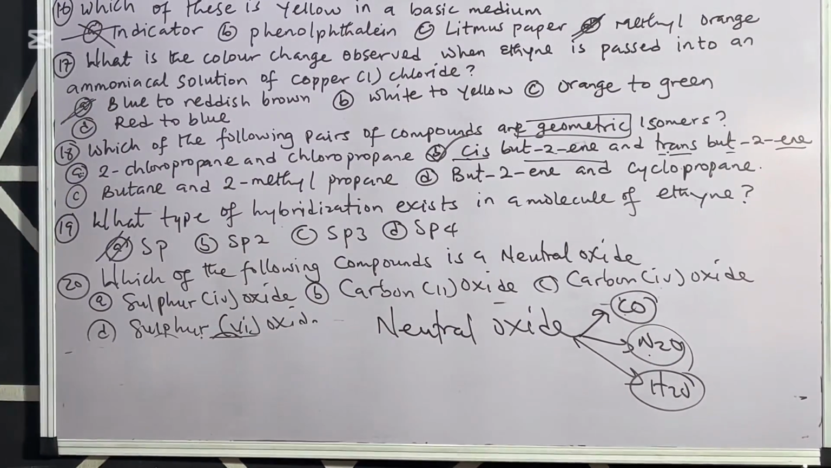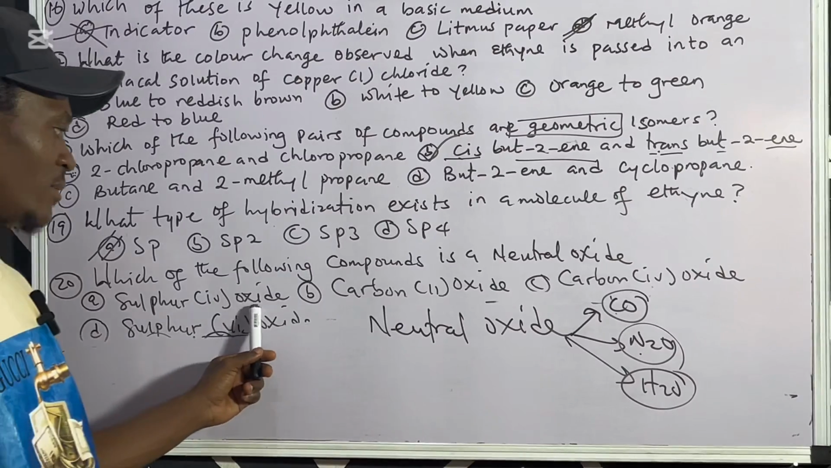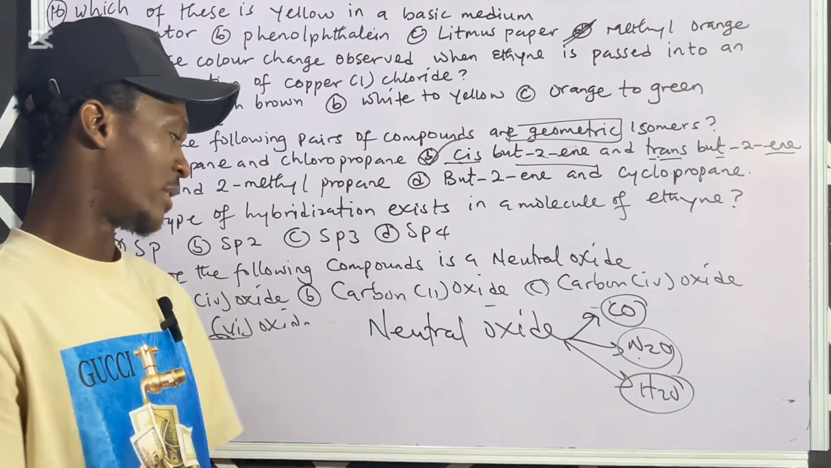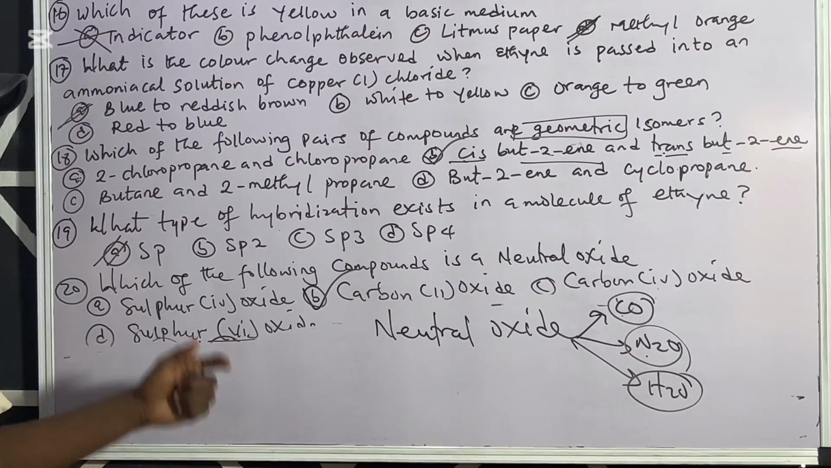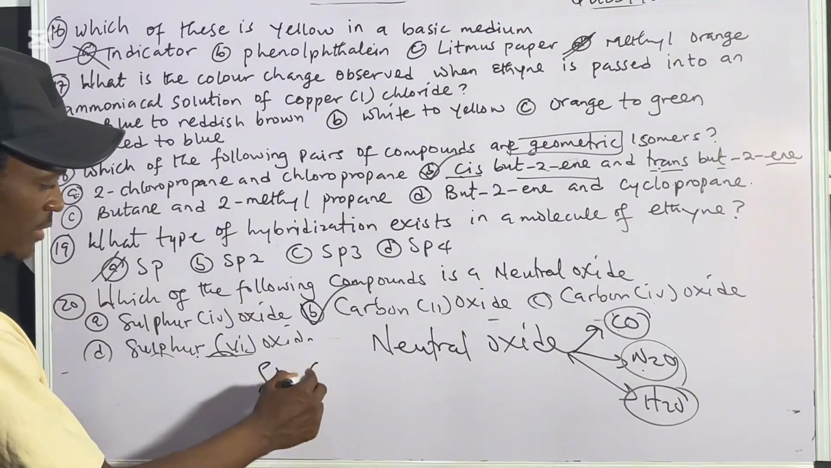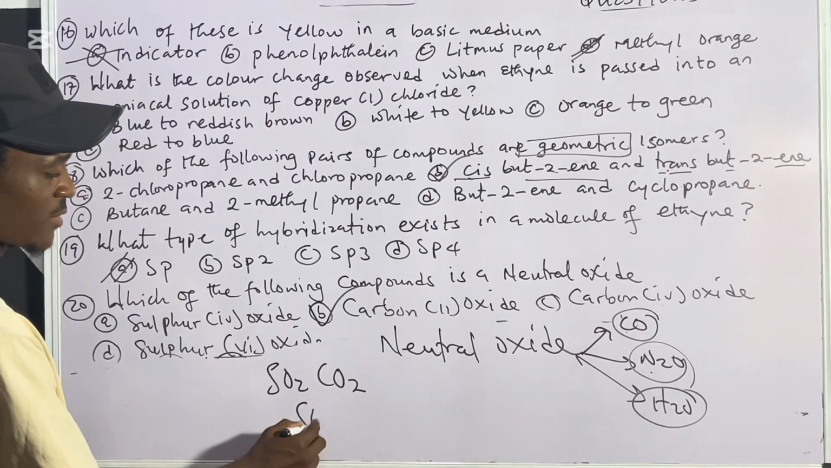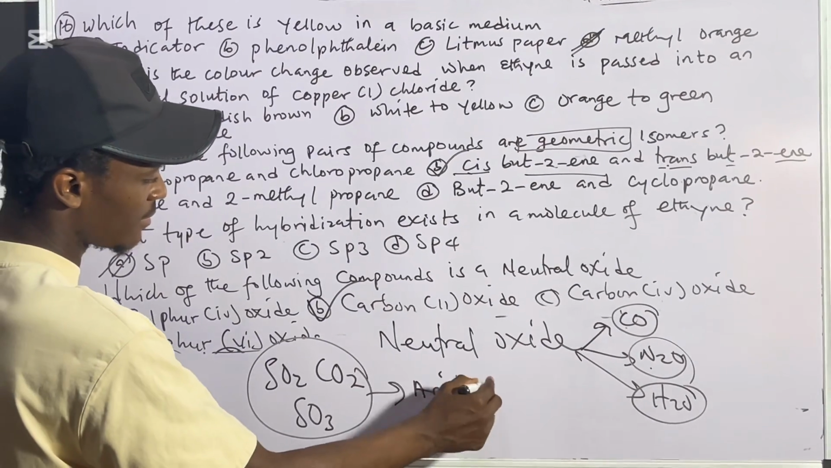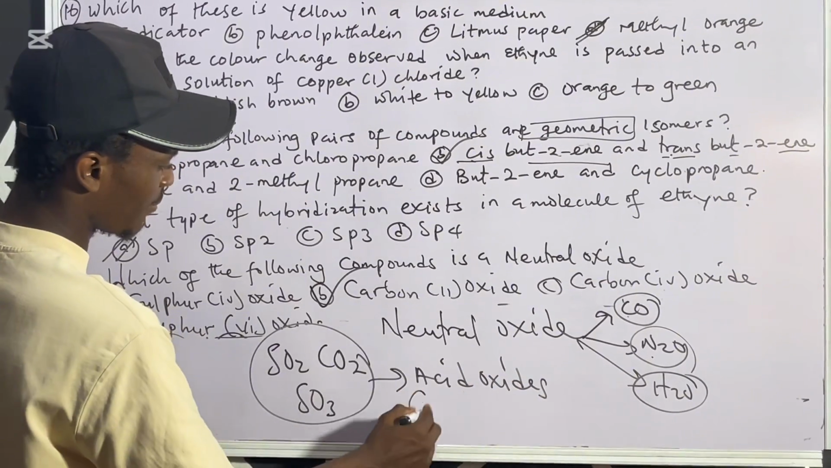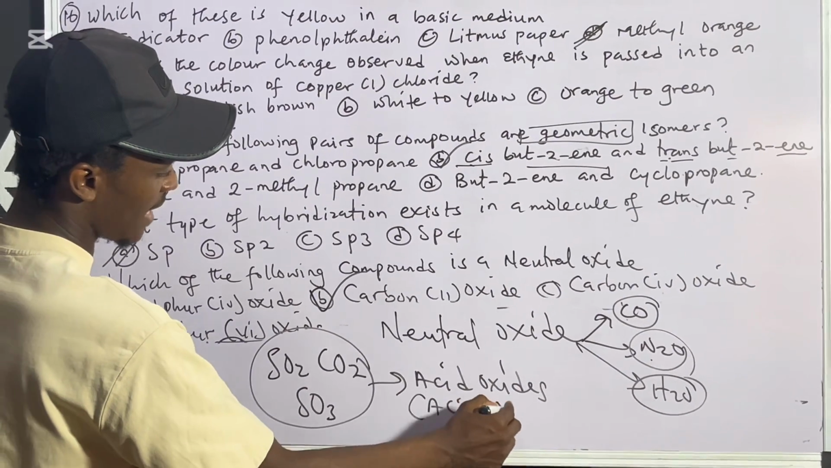So let's check the options. Sulfur 4 oxide is there, which is wrong. Carbon 2 oxide is correct. That's B. The others, carbon 4 oxide and sulfur 6 oxide, that's sulfur 4 oxide SO2, carbon 4 oxide CO2, sulfur 6 oxide SO3. These three are examples of acid oxides, or you can call them acid anhydrides.